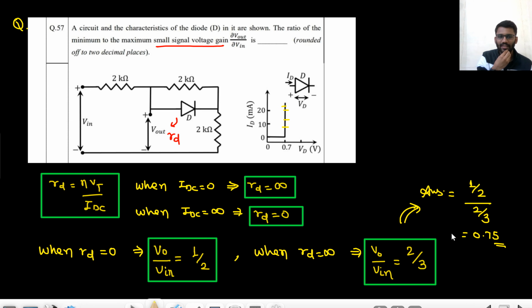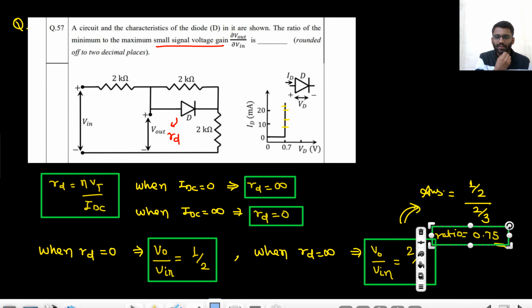So this is your final answer. What is the ratio? The ratio is 0.75. Minimum to maximum. In these kinds of questions, you should always see from what ratio to what ratio they are asking. Minimum to maximum means minimum upside and maximum lower side. So minimum is 1 by 2 and maximum is 2 by 3. 1 by 2 divided by 2 by 3 is basically 3 by 4, that means 0.75.